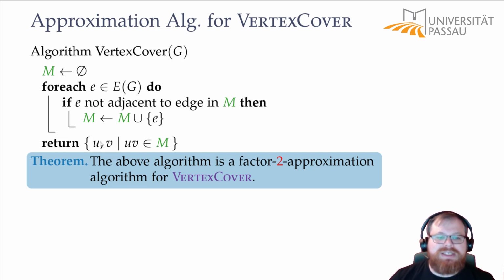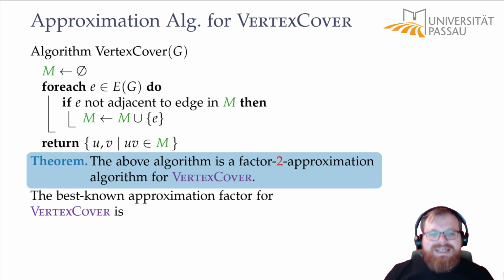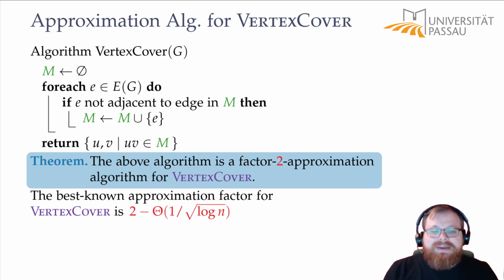The big question is: is this the best we can do? Are there better approximation algorithms? The answer is yes, but not really. There is an approximation algorithm that has factor 2 minus Theta of 1 over square root log n. So this is technically smaller than 2, but not asymptotically, because when n gets close to infinity, this gets close to 0, and then you arrive at a 2. So this is basically the best approximation algorithm that we know for vertex cover. And it is so simple.